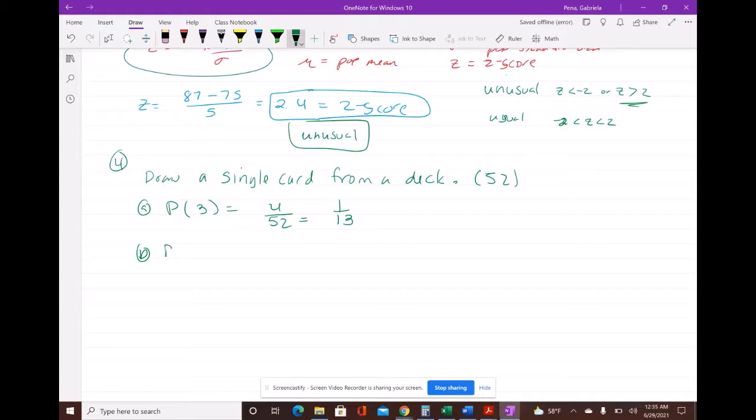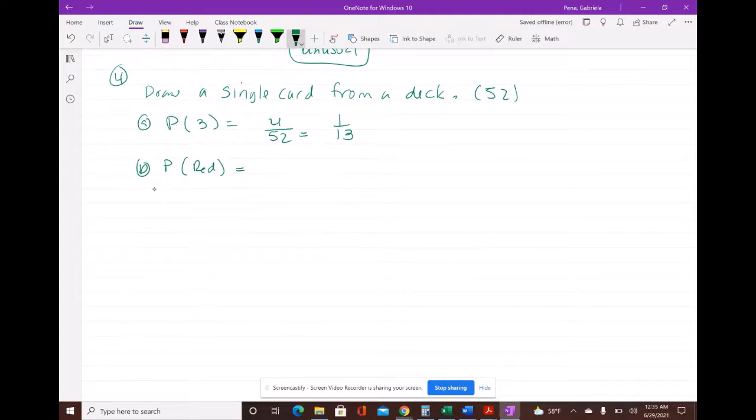But what if I want another probability of red? Well, how many red cards are there? 26 out of 52. That is 1/2. What if I'm looking for the probability of a card less than 6, including aces? So this would mean the probability of getting the ace, the 2, the 3, the 4, and the 5.